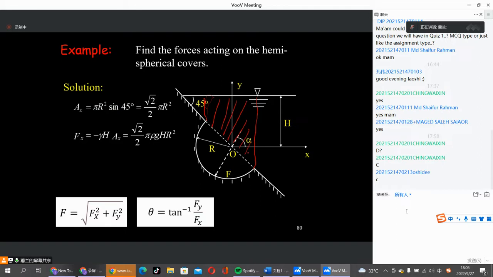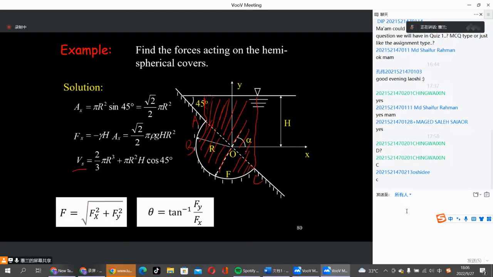The fluid volume, or the pressure volume, the weight of the pressure volume of this. Think about it. The pressure volume above curve ABC to the free surface. So here, you need to calculate the volume of the fluid block here. The fluid block should be the half hemisphere and this section. And then how to calculate this?